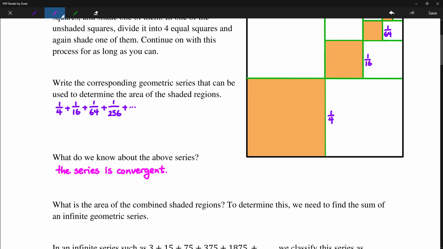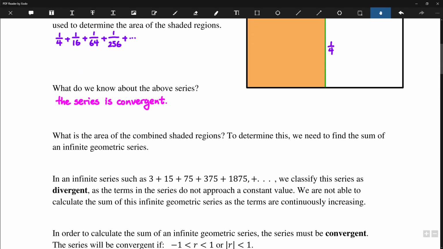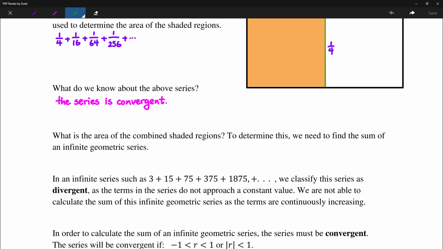Okay, so now because we are adding essentially an infinite number of terms together, this series that we stated is an infinite geometric series. Another infinite series, such as 3 plus 15 plus 75 plus 375 and so forth, the one that is highlighted right here, it is divergent because the numbers are going to get larger, so it doesn't approach a constant value. So we are not able to calculate the sum of this series because it's going to keep on increasing.